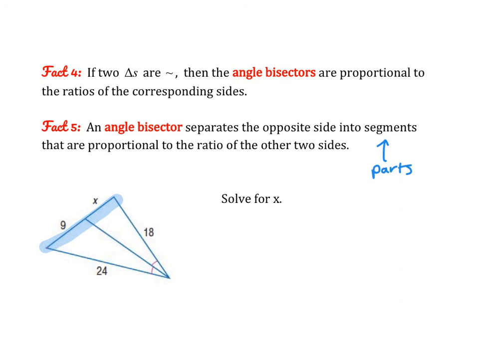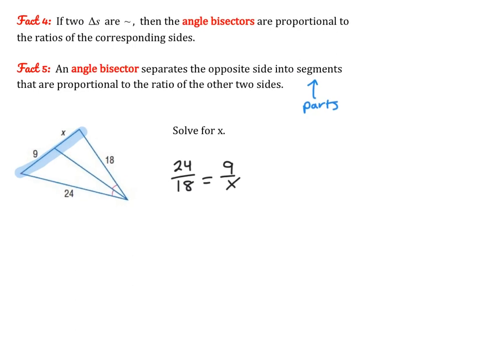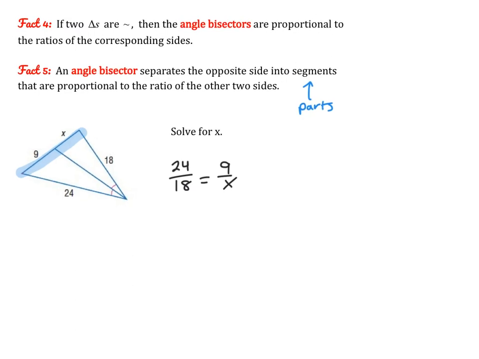So this problem they asked us to solve for x. So let's set up a ratio of the other two sides. Let's say 24 over 18 equals 9 over x. In fact, we could set this problem up differently. We could say 24 over 9 equals 18 over x. So saying side over segment, side over segment. We can also flip either of those, both sides upside down, and you will end up with exactly the same answer. But let's work with that first one.